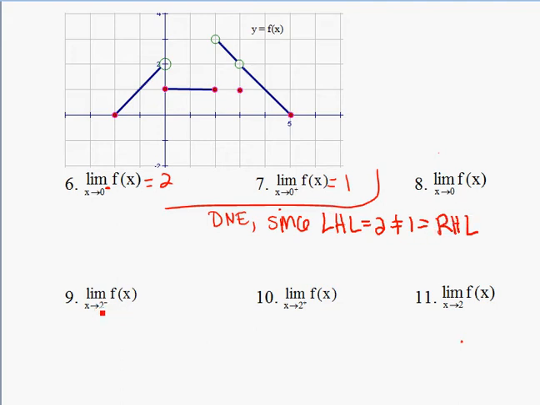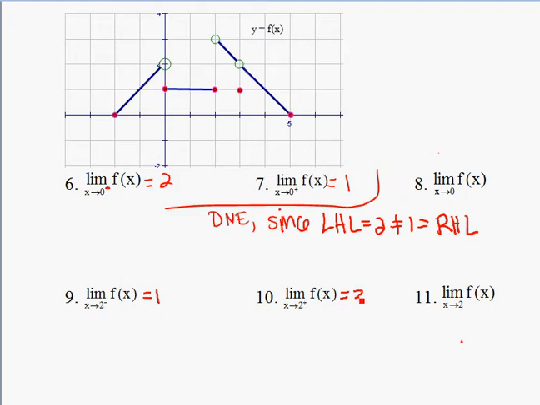So let's look at a different limit. Let's look at the limit as x approaches 2. Here's 2 right here. So the left hand limit would be on this side. My function value is going towards 1, so my left hand limit is equal to 1. My right hand limit as x approaches 2, my function value is going way up here to 3. So again, this hole is really small. So my function value is going towards 3.